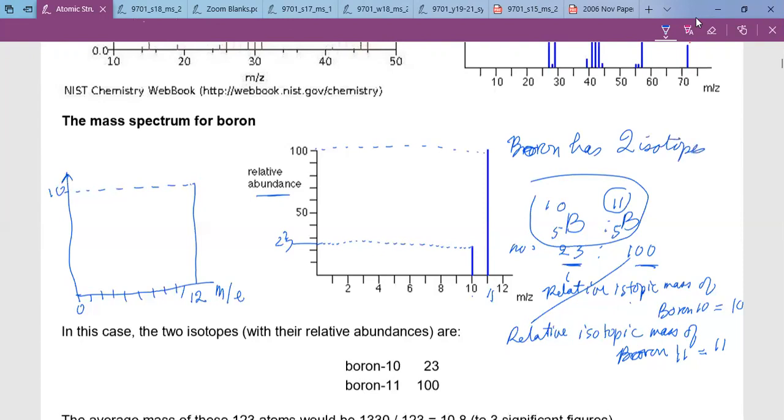But now I want to find the AR. This is your relative mass. The AR is the relative atomic mass of boron. I want to find the average. So how to find the AR?